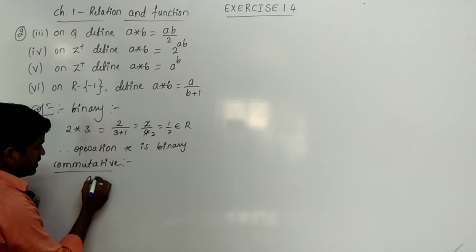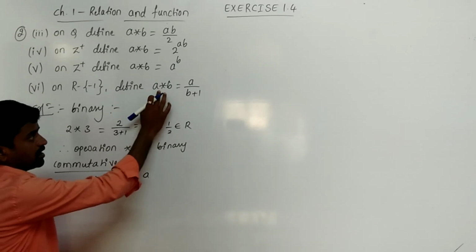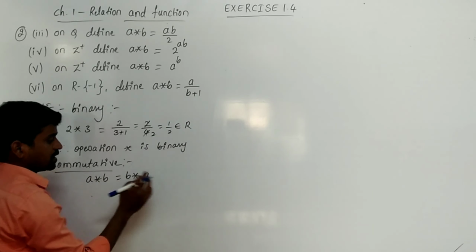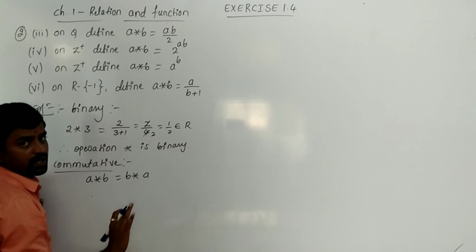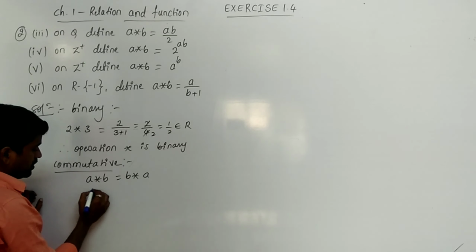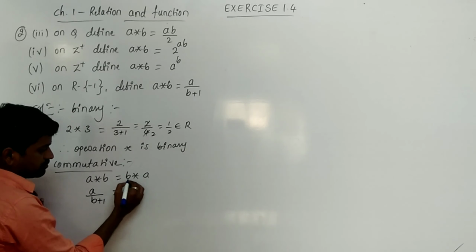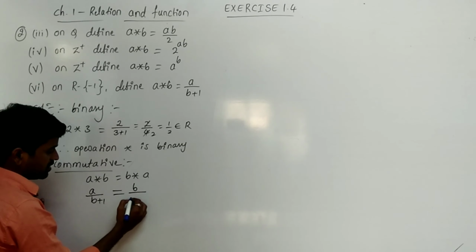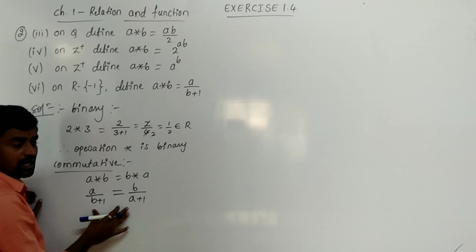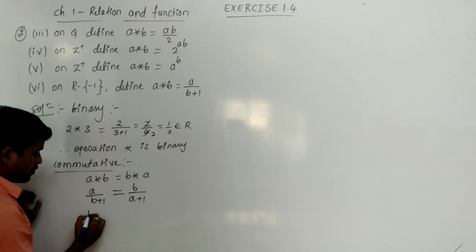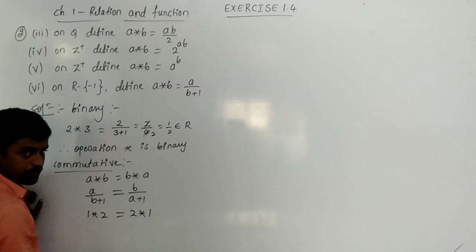Commutative is a star b equal to b star a. A star b is a divided by b plus 1. B star a is b divided by a plus 1. Are they equal or not? See example: 1 star 2, 2 star 1.